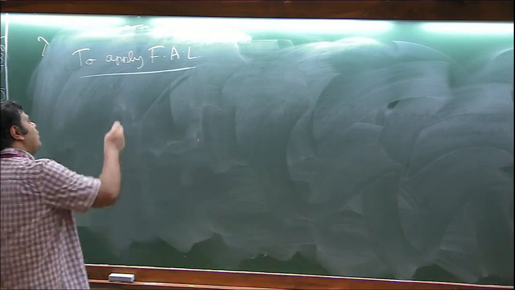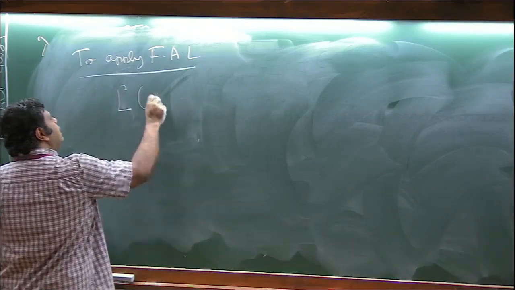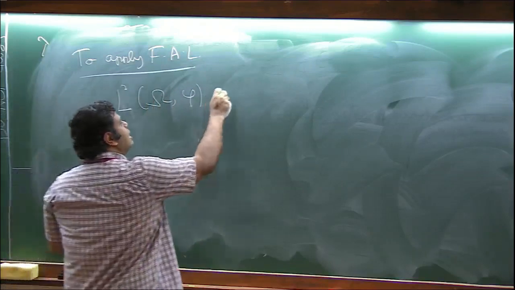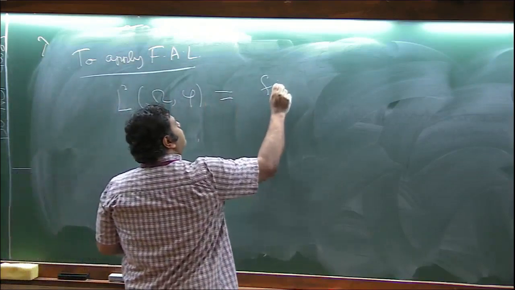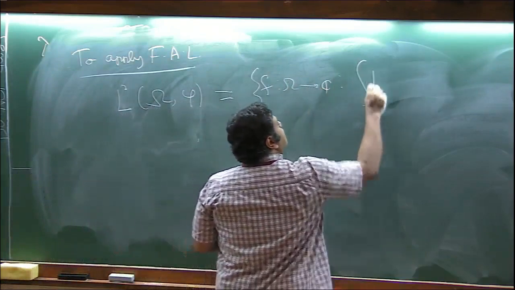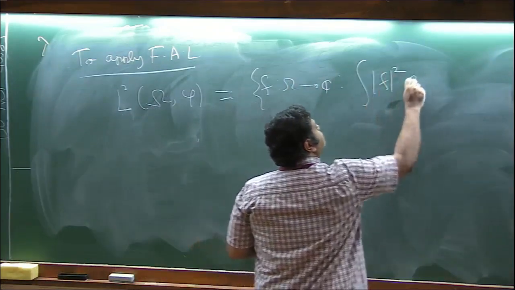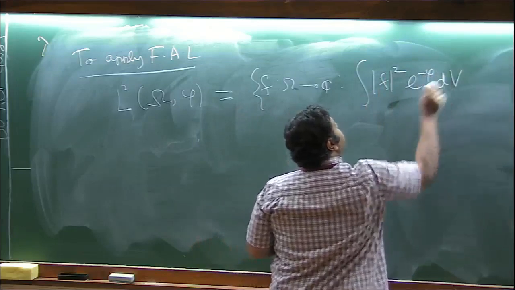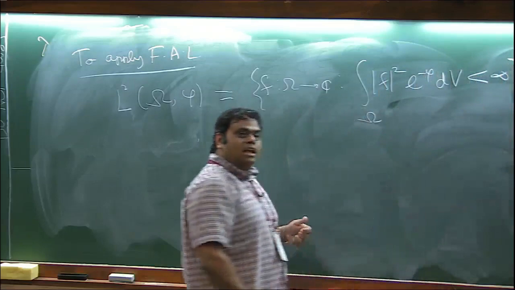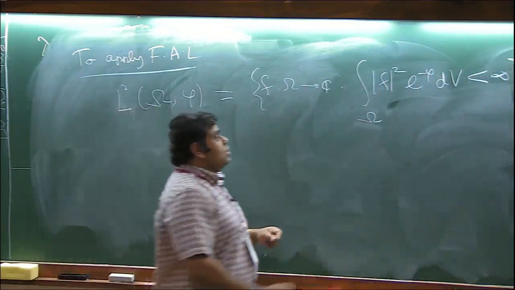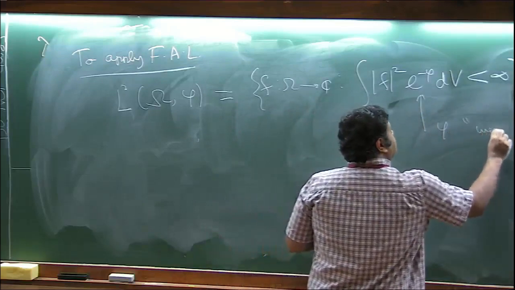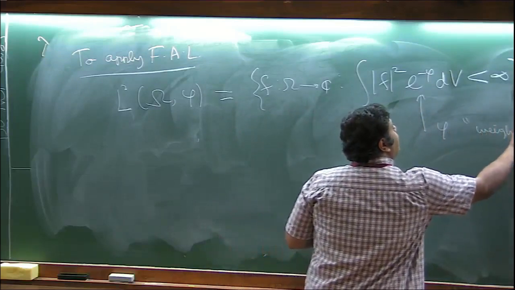But right now, I will have only one Hilbert space to consider, which I will write as L2(Ω, φ). This consists of f from Ω to C such that the integral over Ω of |f|² e^(−φ) dV is less than infinity. So it is a Hilbert space with a weight. This φ is called a weight, which is just another name for a real valued function.